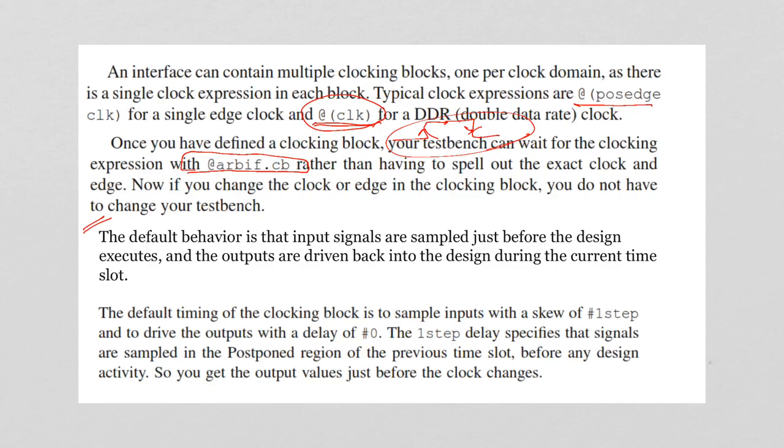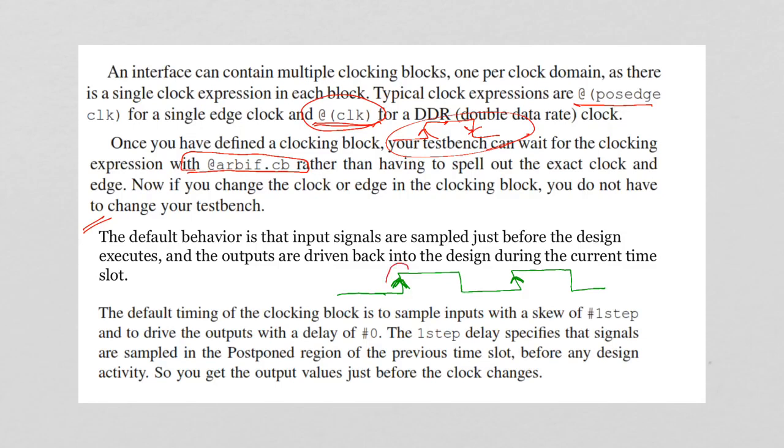So for example, this is the clock we are going with, and this is the current positive edge which we are interested in. So this is the next positive edge. So within one clock cycle, when are the input signals sampled, and when are the outputs going to be driven into the design by the clocking block? So the default behavior is the outputs are driven back into the design during the current time slot.